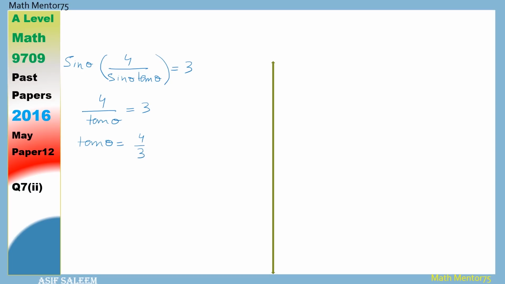Now this is a simple trigonometric equation. You know how to solve the trigonometric equation. It has 3 basic steps. First one is identify the quadrant. Tan theta is positive, so it means it is in either first quadrant or it is in third quadrant. Let's find out its basic angle. Tan alpha is 4 over 3. Its basic angle is 53.1.